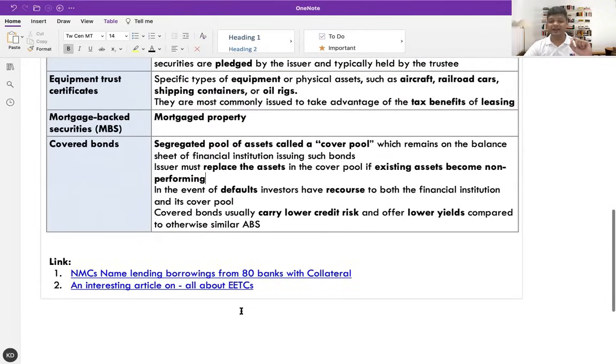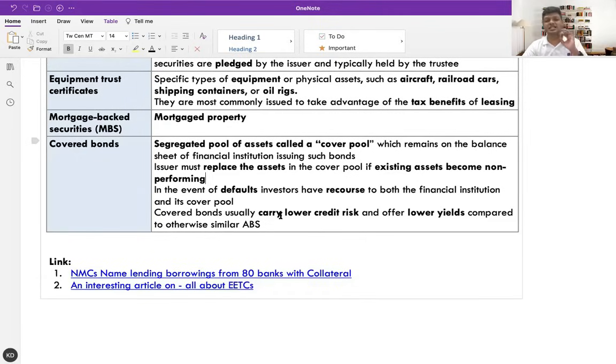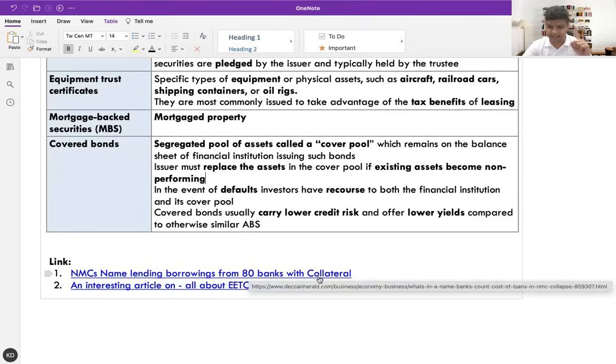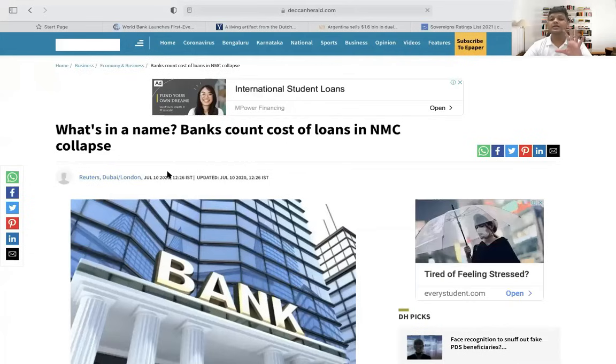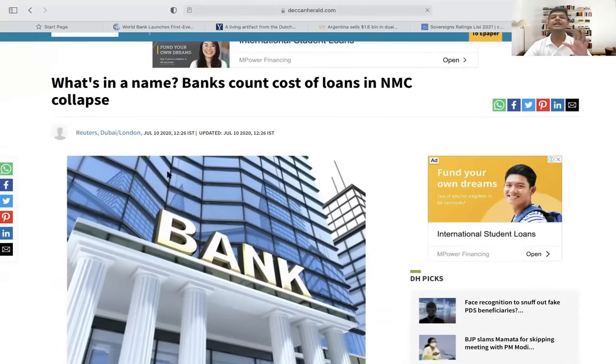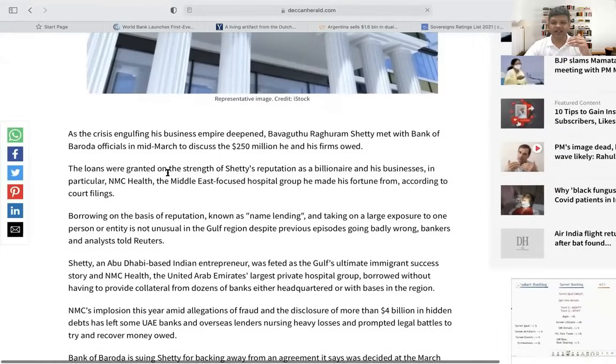But later on, it was discovered that this particular company NMC was given credit just on the name of B.R. Shetty by 80 banks, not 1, 2. How many? 80 banks. Are you getting my point? So I'll just show you this snapshot of that heading. What's in the name? Banks count cost of loans in NMC, and they had just given this guy loans on his reputation. Are you getting my point?